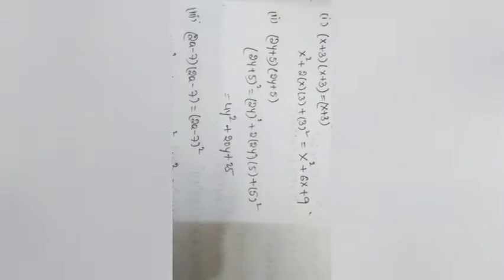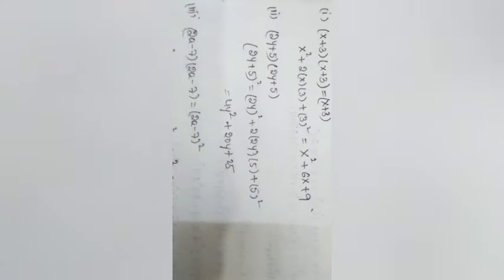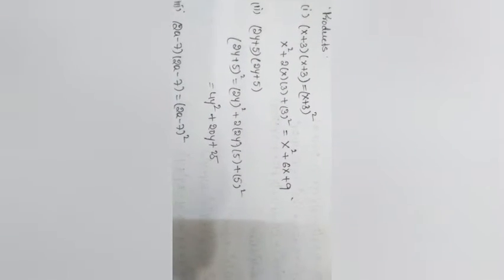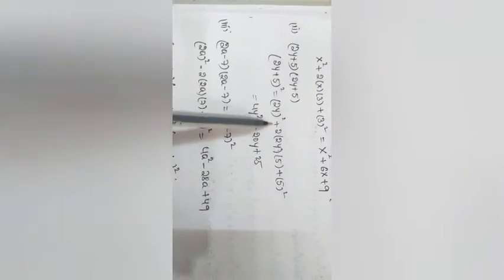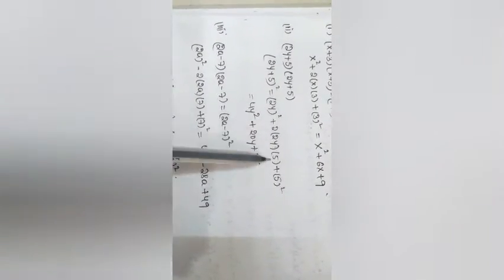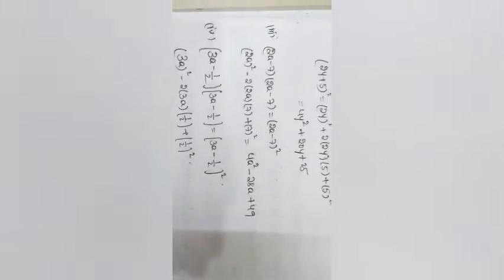Second bit is the same as the first bit. 2y, it is in the form of (a plus b) into (a plus b). So (2y plus 5) into (2y plus 5) is (2y plus 5) whole square. So it is in the form of (a plus b) whole square. So (2y) whole square plus 2 into 2y into 5 plus 5 square. So a square plus 2ab plus b square. So you will get the expression like that.